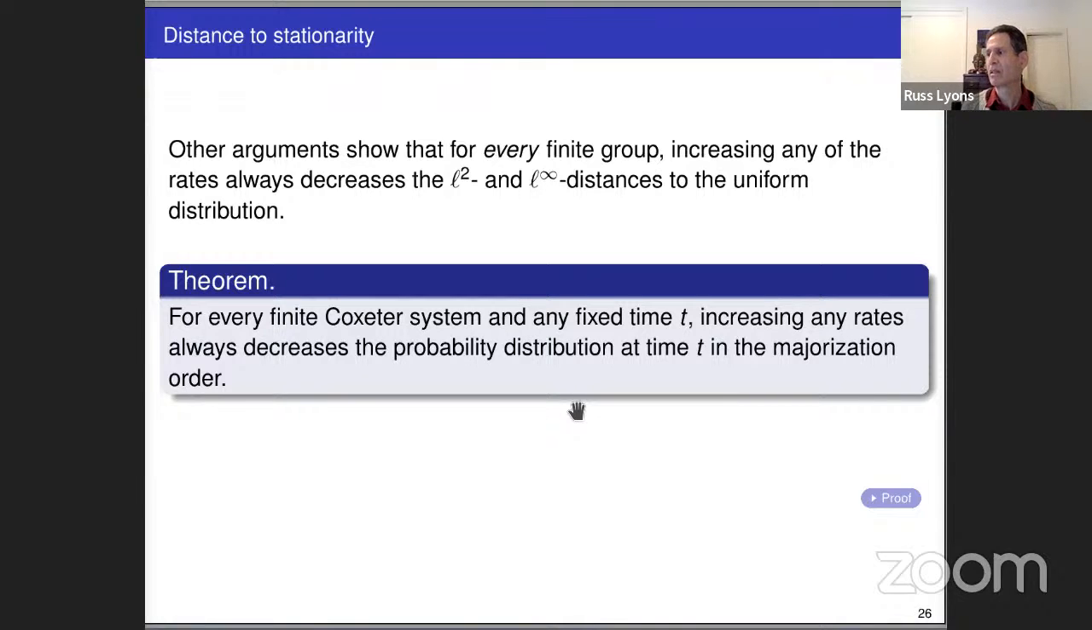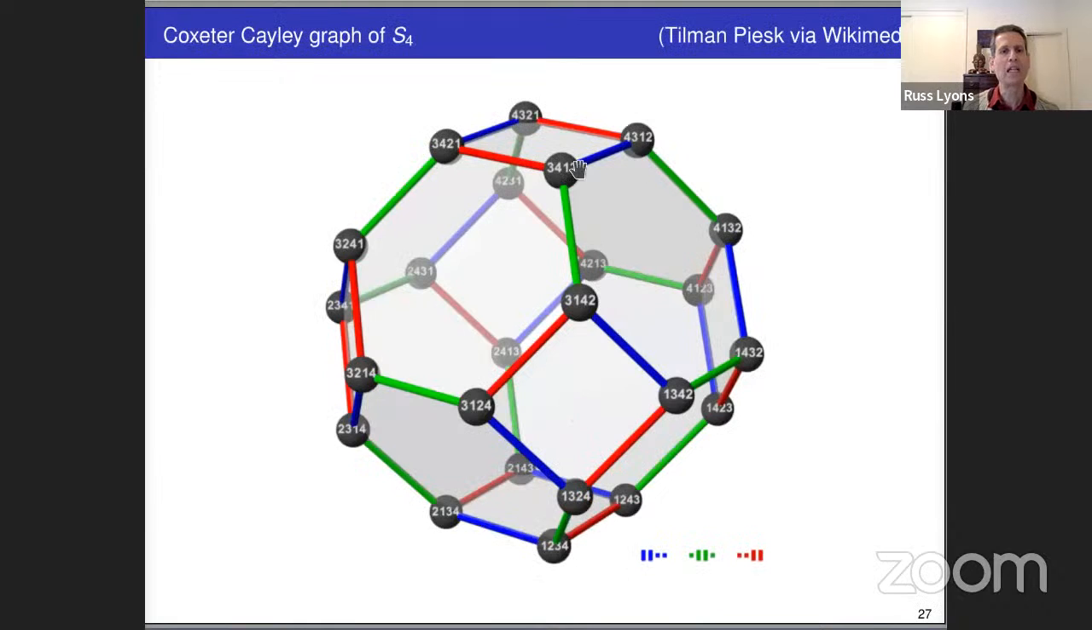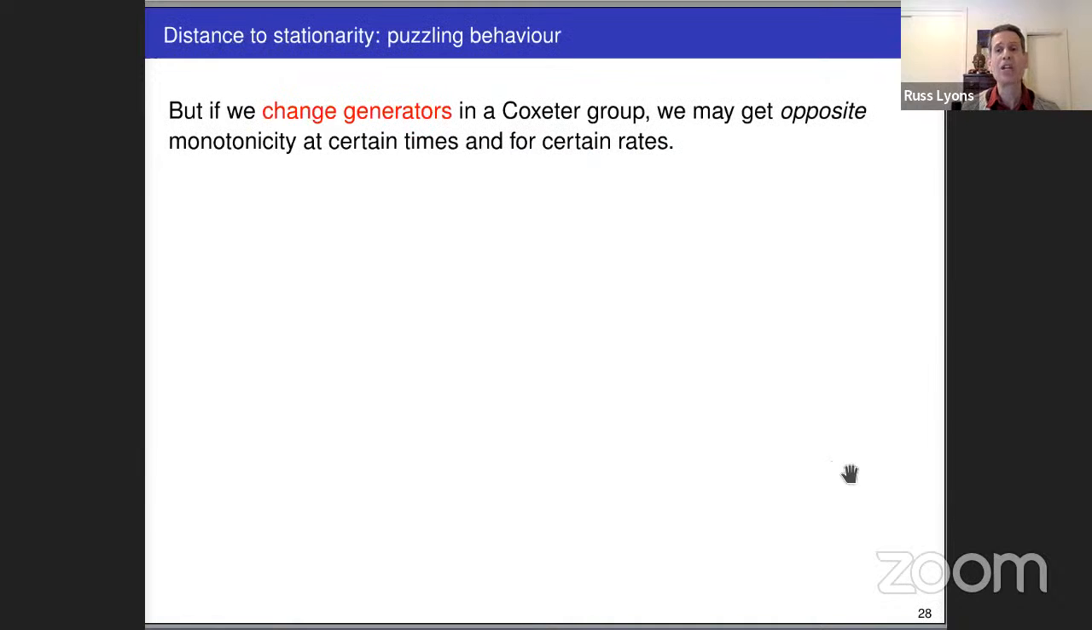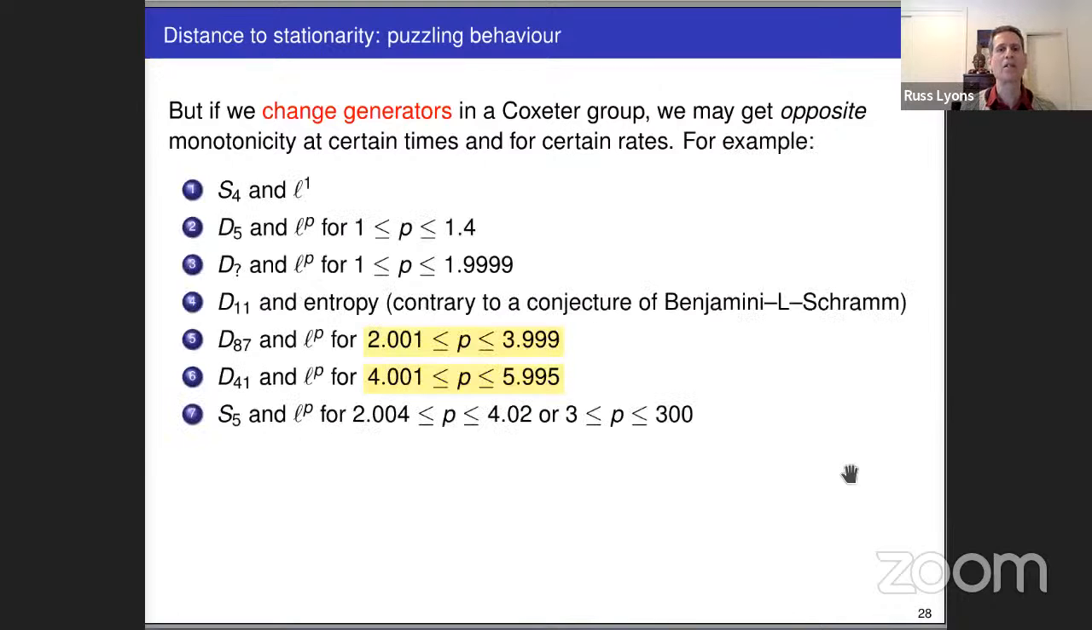Well, if it's finite, there are finitely many walls. If it's an infinite group, there are infinitely many walls, but they're all similar to ones which include an edge incident to the identity. So here's an example, the symmetric group S4, which is a Coxeter group, and this is its nice Cayley graph. Anyway, if you change the generators, we may get surprising behavior, not the monotonicity we expect.